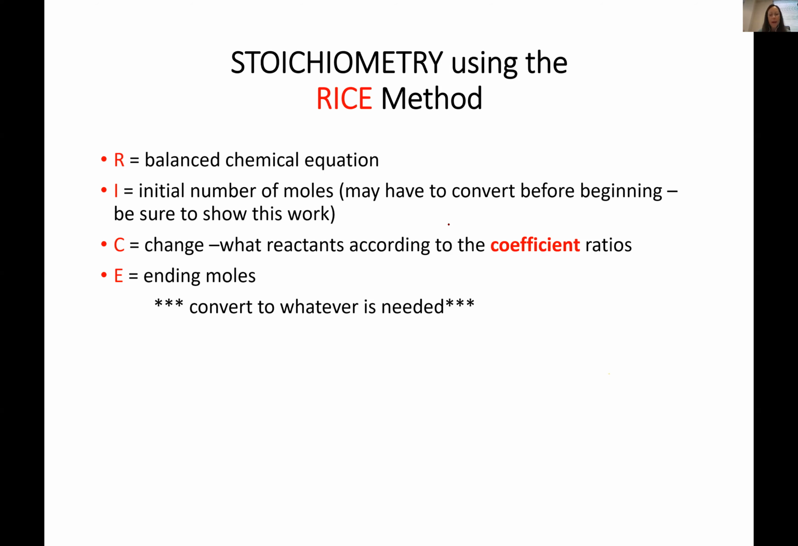And then C is for change. That's really going to go right with the coefficients. So C stands for coefficients in my book. All right. Because that's what guides the reaction. And then E is the ending moles. And then you can convert to whatever you need to convert to. So just a little introduction to that.